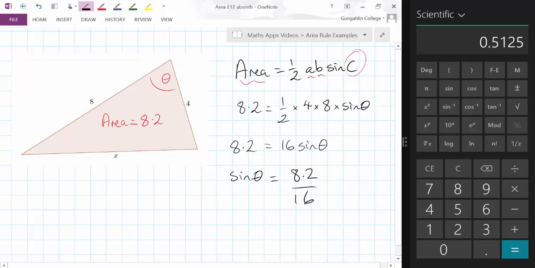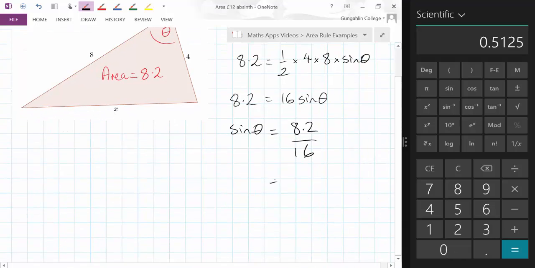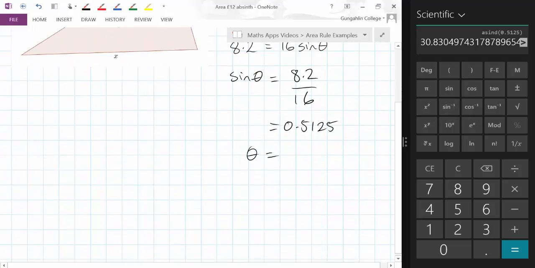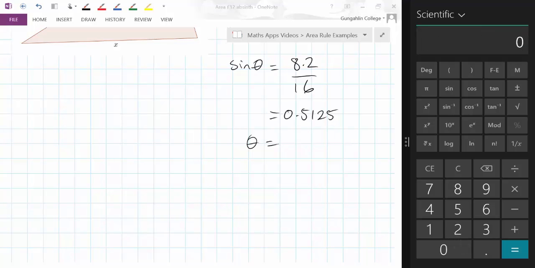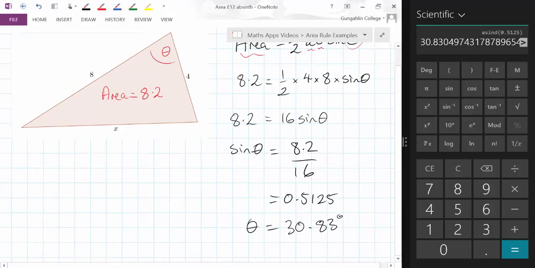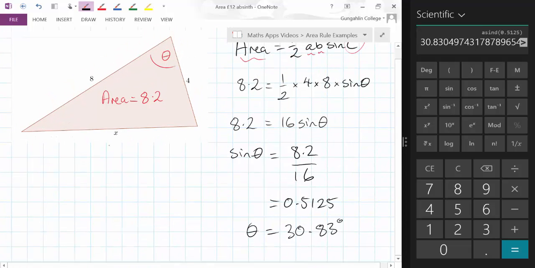I get this number here, 0.5125. To get theta on its own, of course, I need to do inverse sine, and I get 30. Oh, what was the answer? Let's do that again. I need to stop bumping that thing. Okay, I'll move it over here so I'm not going to bump it with my hand. 30.83 degrees. Lovely. Okay, now that I've got that angle, I can then find my side.